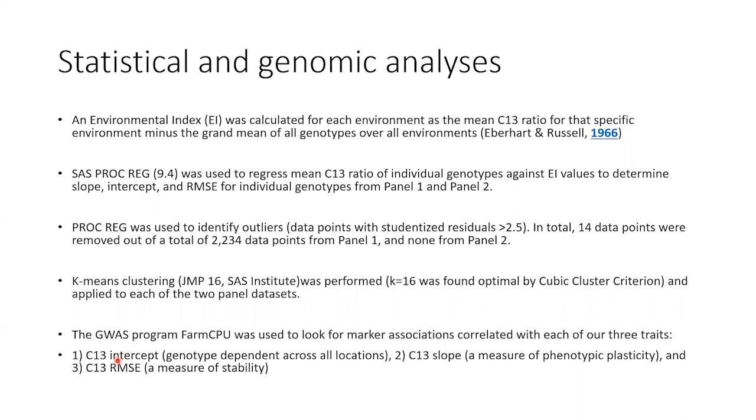One is a C13 intercept. So this is genotype dependent, and it's kind of encompassing all of our locations. We also got a measurement of phenotypic plasticity, which we call C13 slope. And then we took root mean square error as a measure of stability.